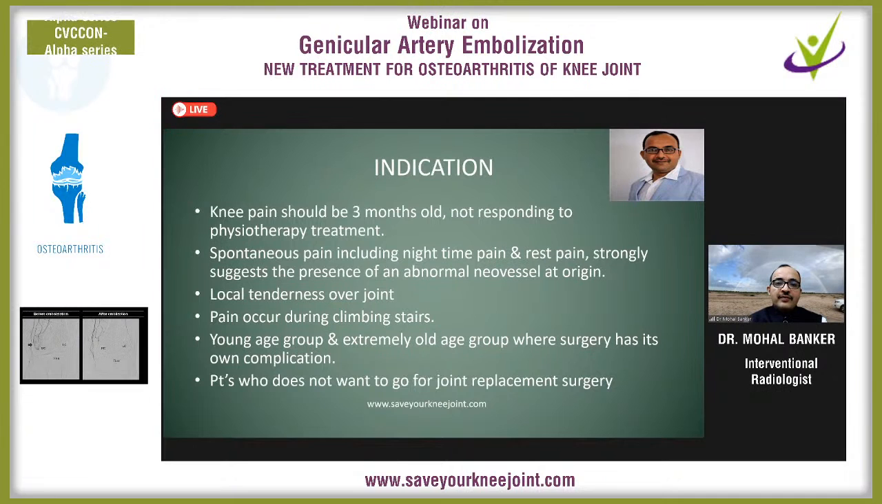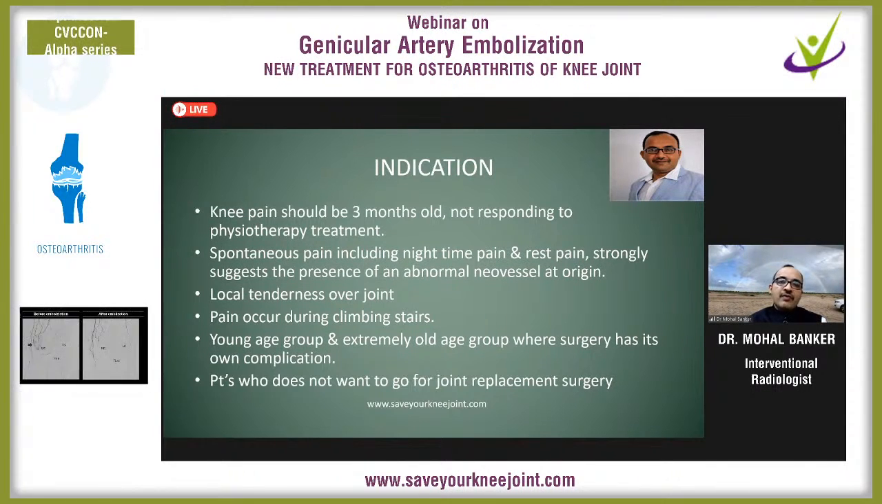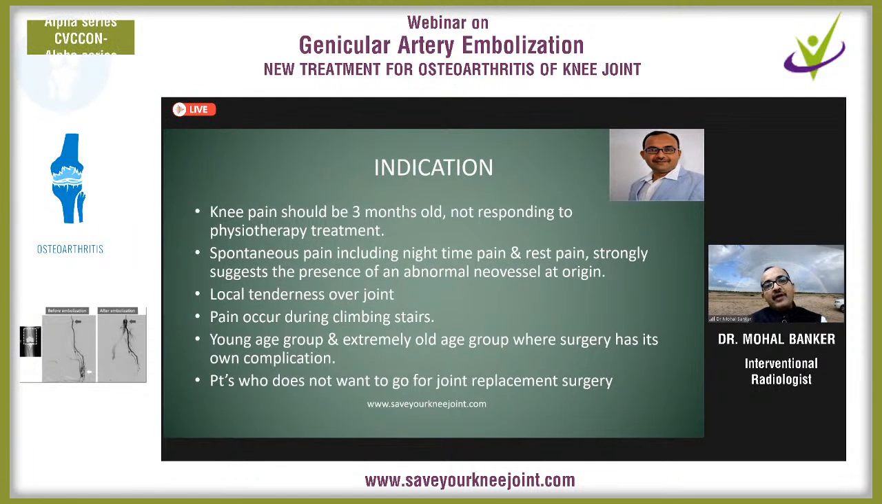So if this complaint is present in the patient, then we can say that there is a chronic inflammation process going on within the joint, and these are the ideal candidates for genicular artery embolization. Even local tenderness over the joint is suggestive of this hypervascularity arising from the chronic inflammation. And pain that occurs during the climbing of stairs.